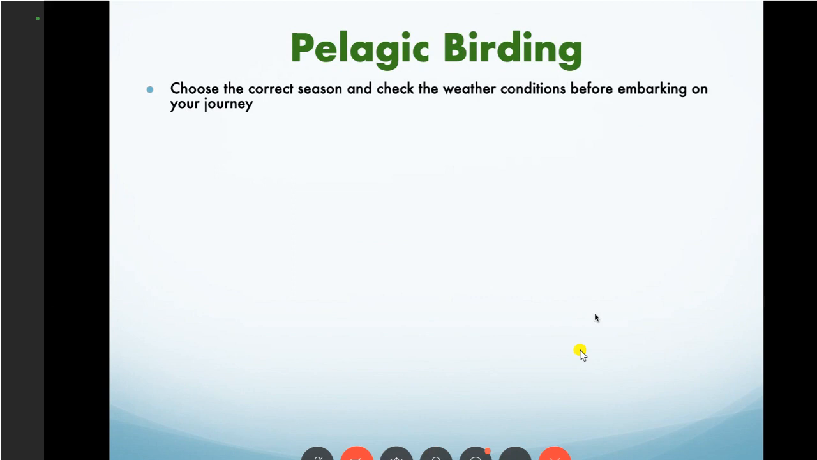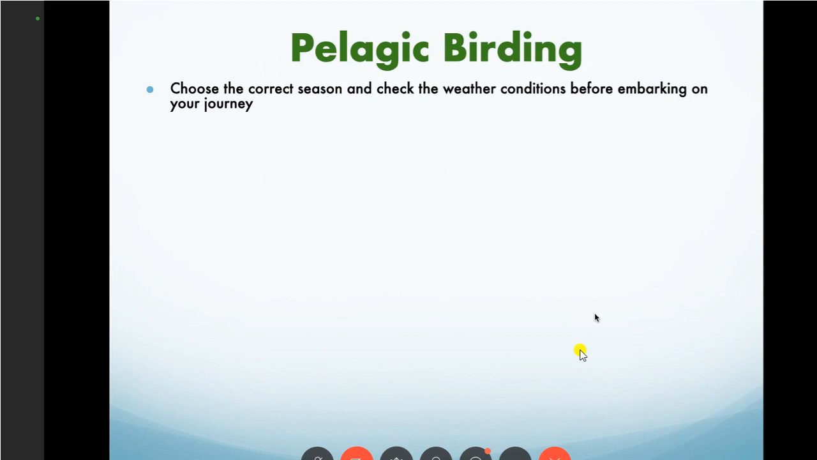One is definitely choose the correct season. You obviously can't venture into the seas in the monsoon in India. It will be very risky. Don't do that. So you have to check the season. The best season would be just before the rains and just after the rains. So probably May or October will be really, really good.